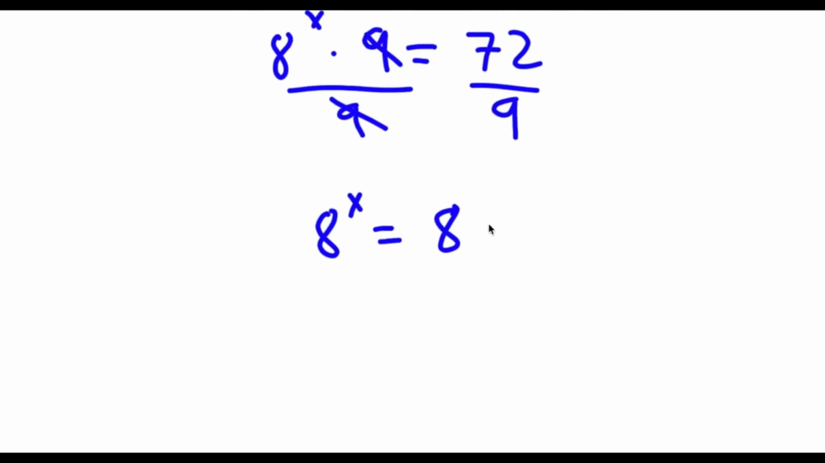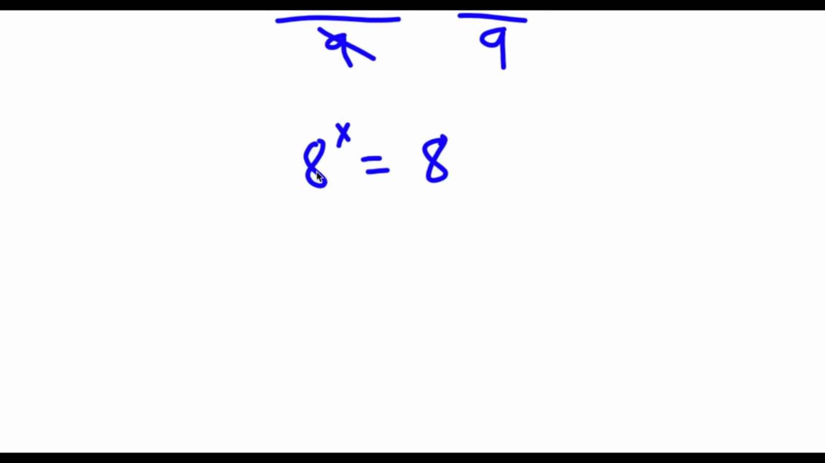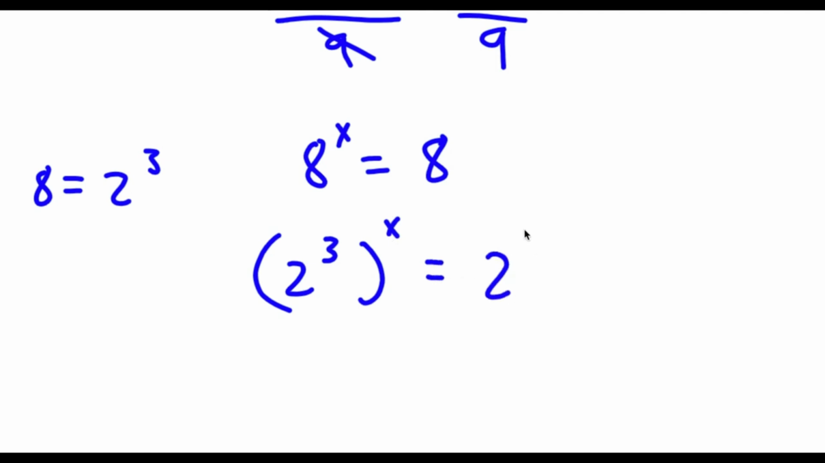Now, 8 here, this is the same thing as 2 to the power of 3. So if I replace 8 with 2 to the power of 3, I get 2 to the power of 3 to the power of x is equal to 2 to the power of 3.